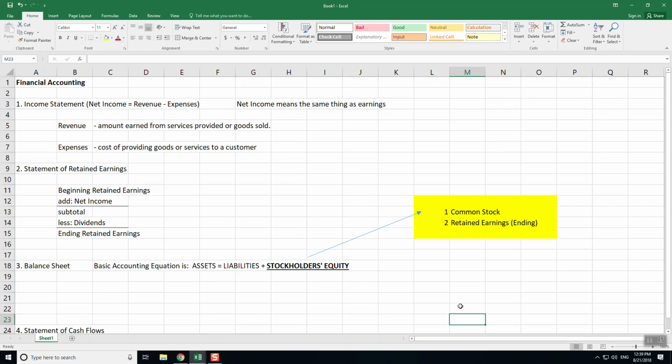So you wouldn't be able to get the right retained earnings figure on your balance sheet until you figured out what the ending retained earnings are, because equity is made up of ending retained earnings. If you used the beginning retained earnings when you make your balance sheet, it wouldn't balance. This equation wouldn't work out. Your assets wouldn't equal the combination of your liabilities and equity.